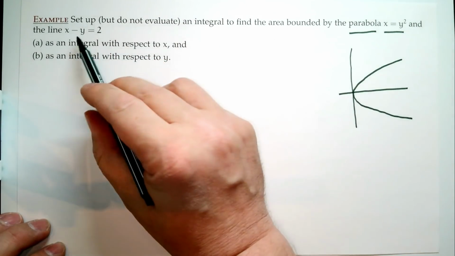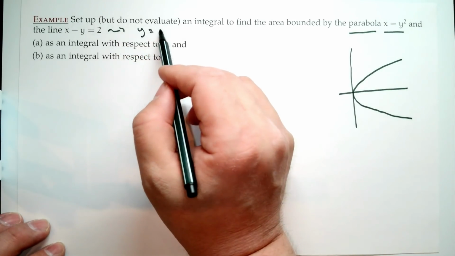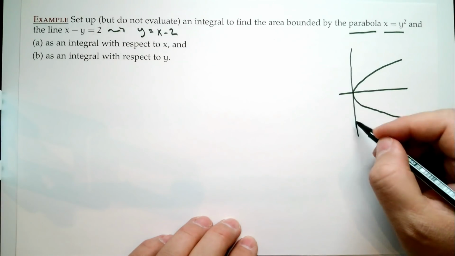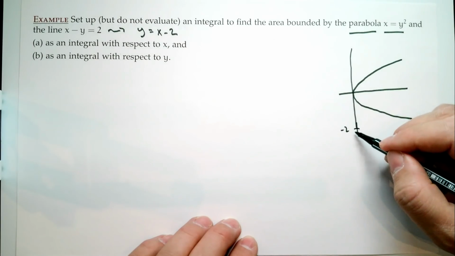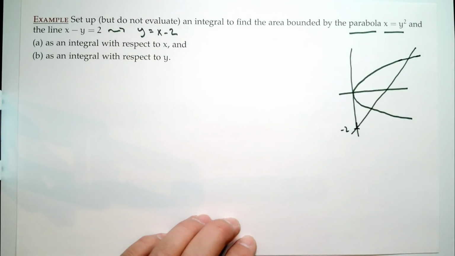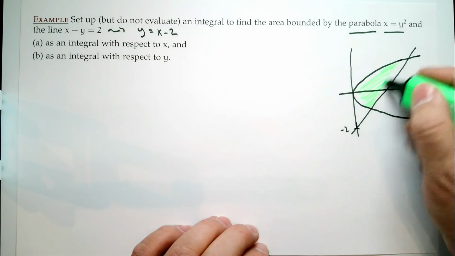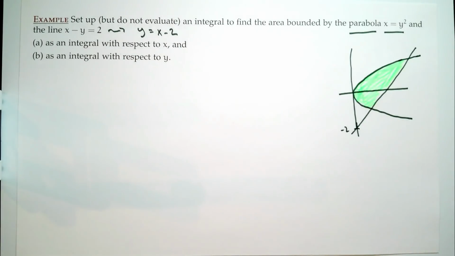We have the line x minus y equals 2. For me, I prefer to write this as y equals x minus 2, because that's how I'm used to seeing lines, which means that we have an intercept here at negative 2. Let's say this is negative 2. It's not, but we'll say it is. And we go up a slope of 1. All right, so we want to find the area. So here we go, there's our region. We're trying to find that region right there.